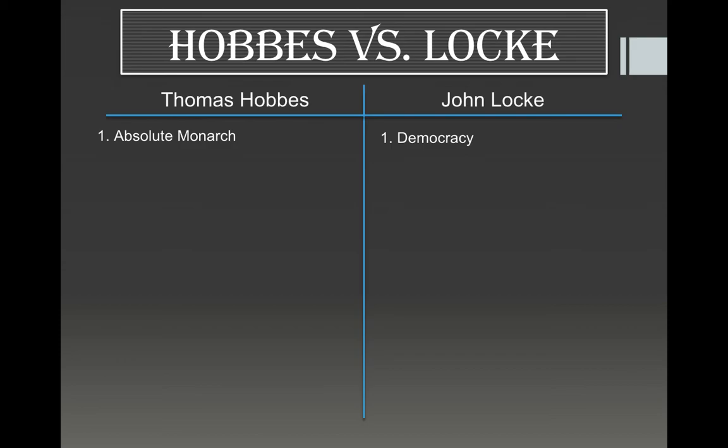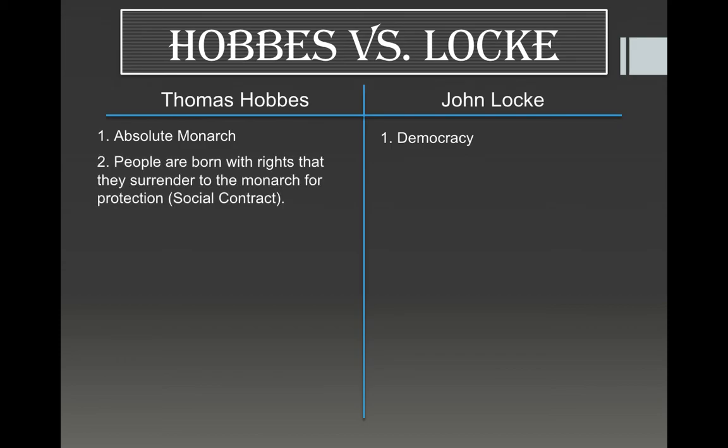As far as natural rights go, Thomas Hobbes would say that people are born with rights that they then surrender to the monarch for protection. And he calls this a social contract. So this is really important. He's the first one to come up with what is called social contract theory.